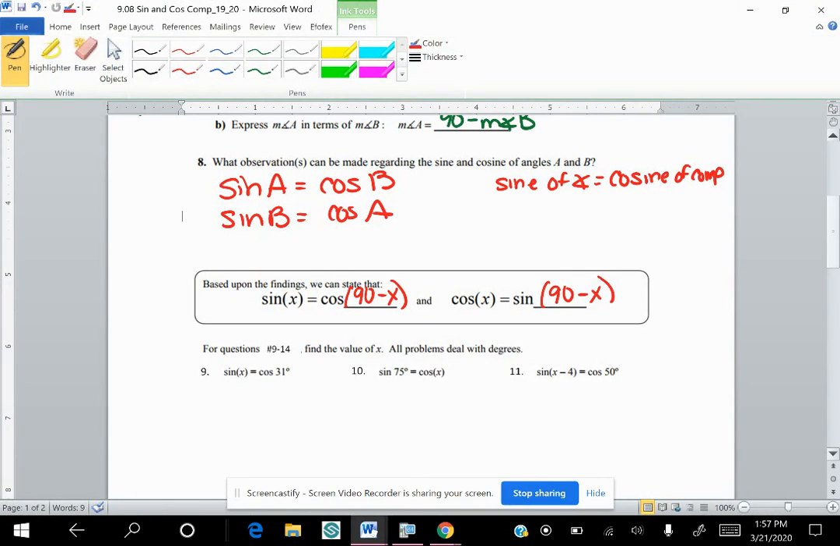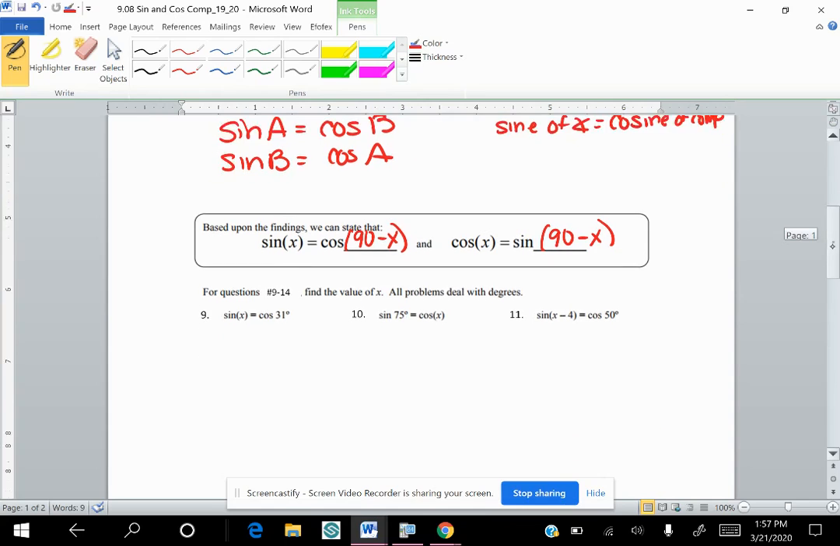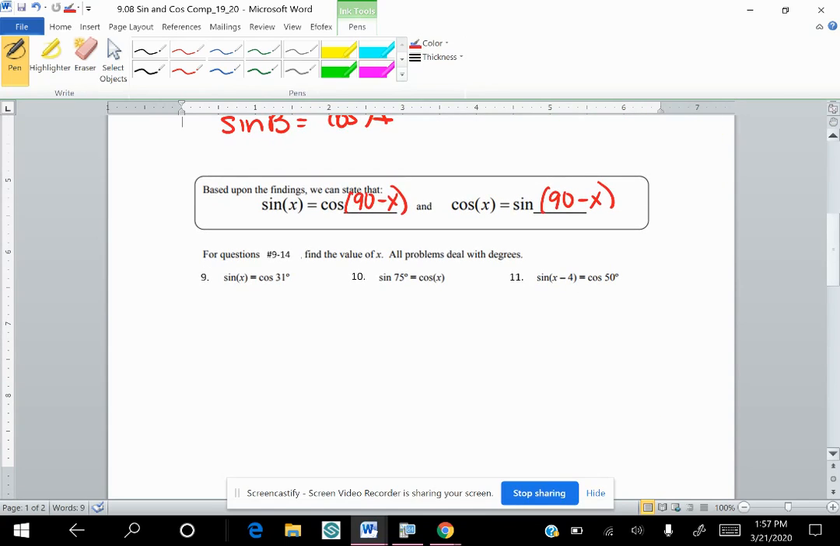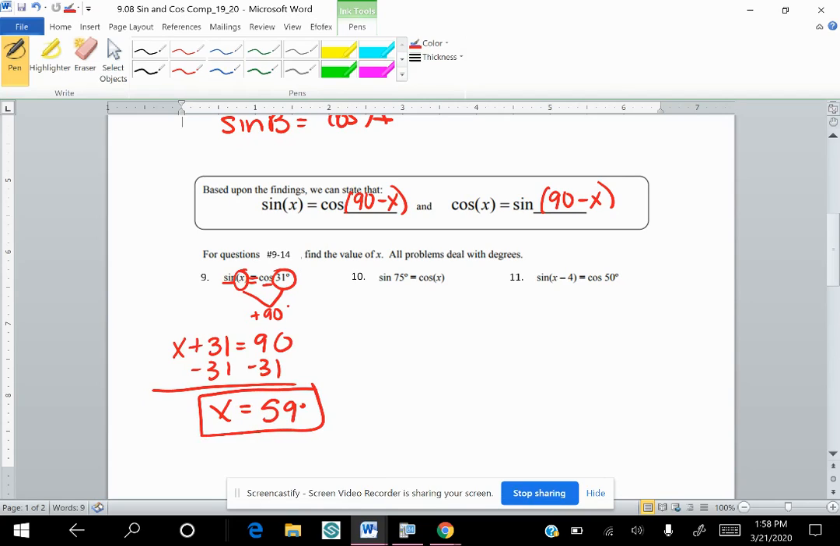So let's do an example of a question that you could potentially see on a Regents exam. Number 9 says sine of x equals cosine of 31. As soon as you see that sine and cosine are set equal to each other, you need to realize that these two angles are going to add to 90 degrees. So we're going to take x plus 31 equals 90. Subtract 31 from both sides. That gives us 59 degrees.